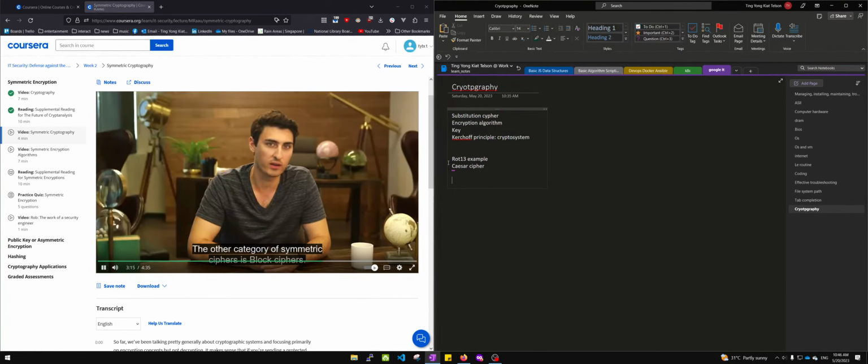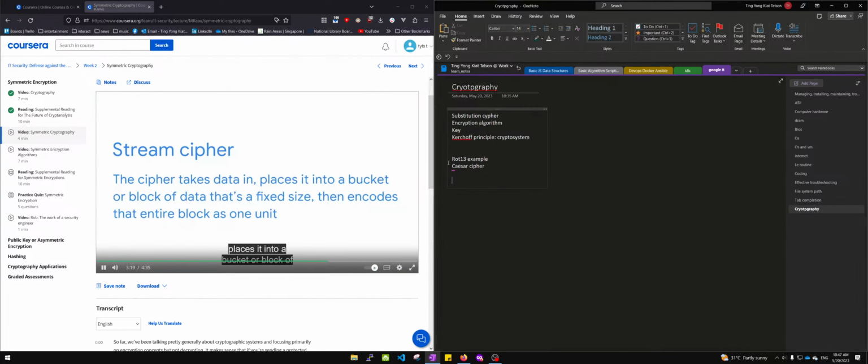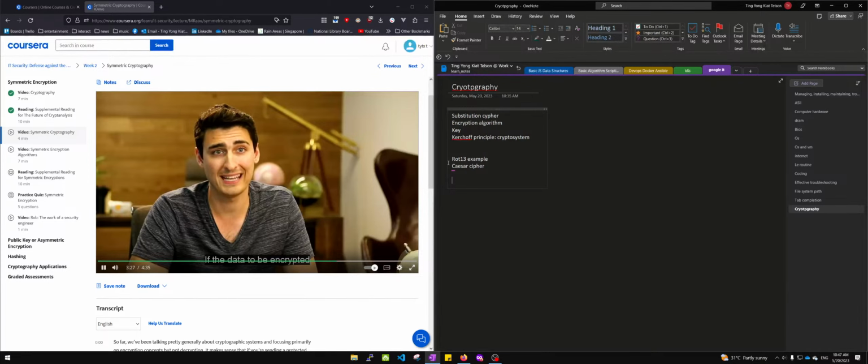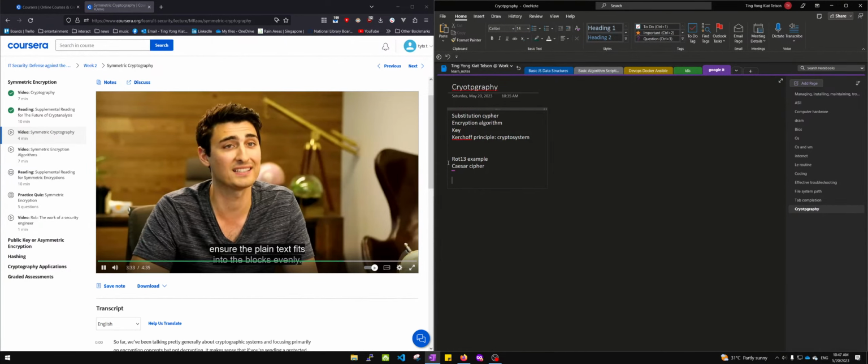The other category of symmetric ciphers is block ciphers. The cipher takes data in, places it into a bucket or block of data that's a fixed size, then encodes that entire block as one unit. If the data to be encrypted isn't big enough to fill the block, the extra space will be padded to ensure the plaintext fits into the blocks evenly.